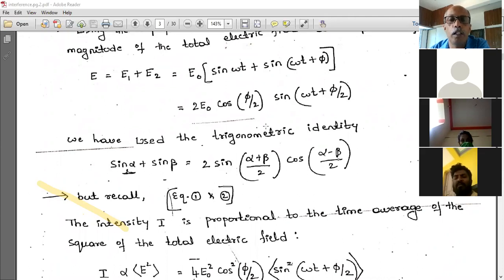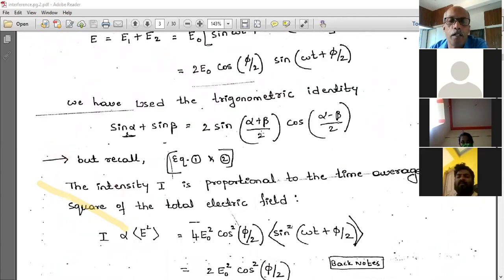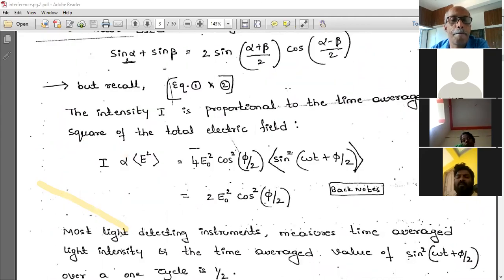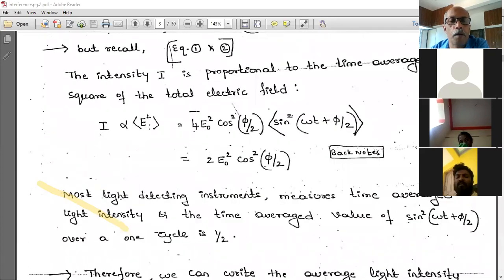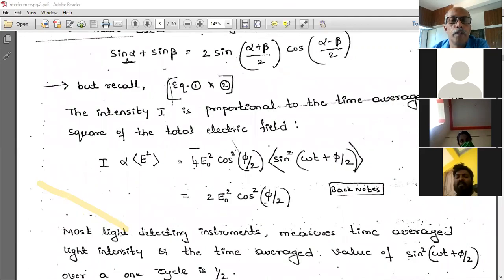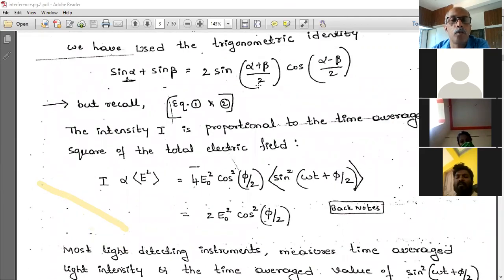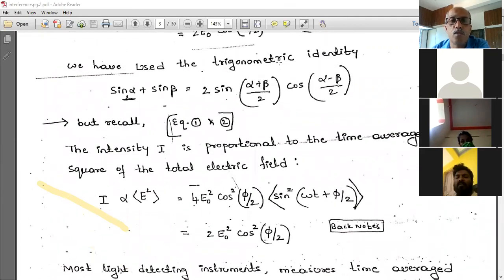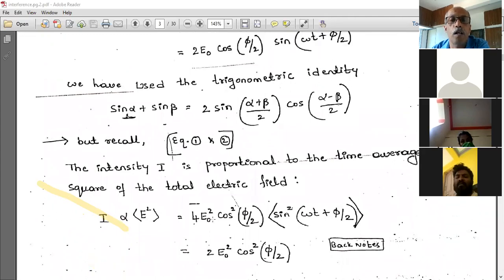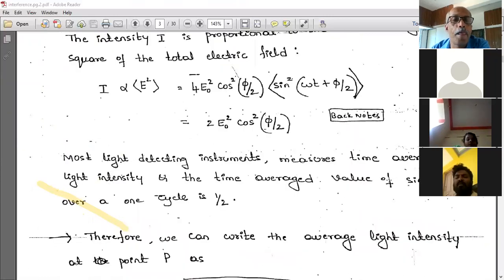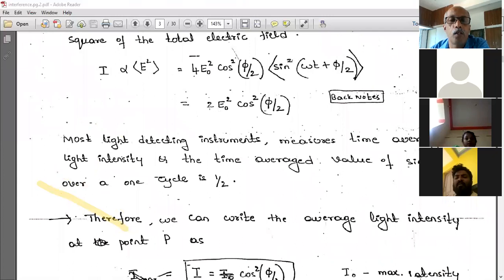We have used the trigonometric identity in order to solve this. But we have I proportional to E square. Due to this, the expression becomes the square of this. It is 4 E naught square cos square phi by 2 into sine square omega t plus phi by 2. And simplifying, we get 2 E naught square cos square phi by 2.